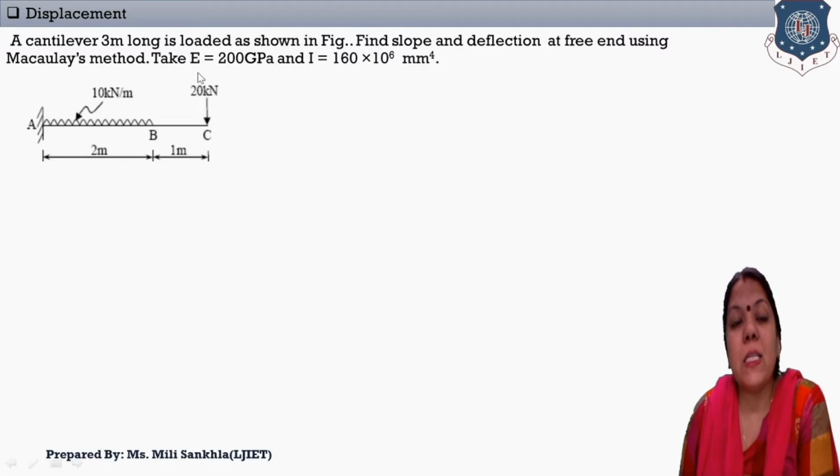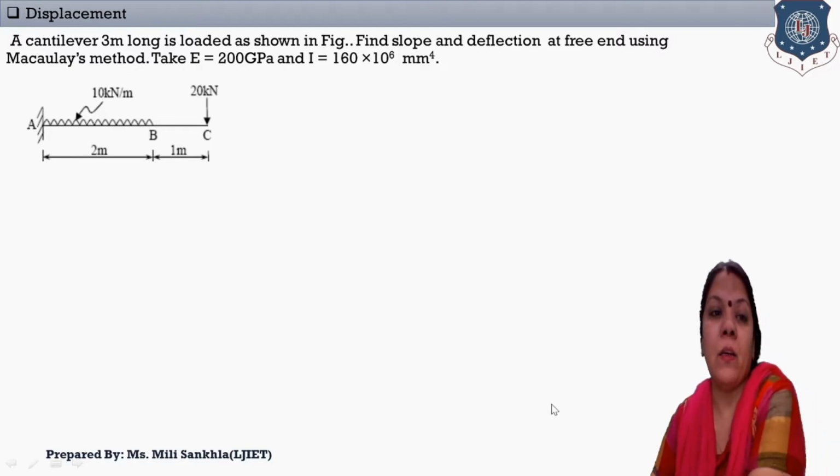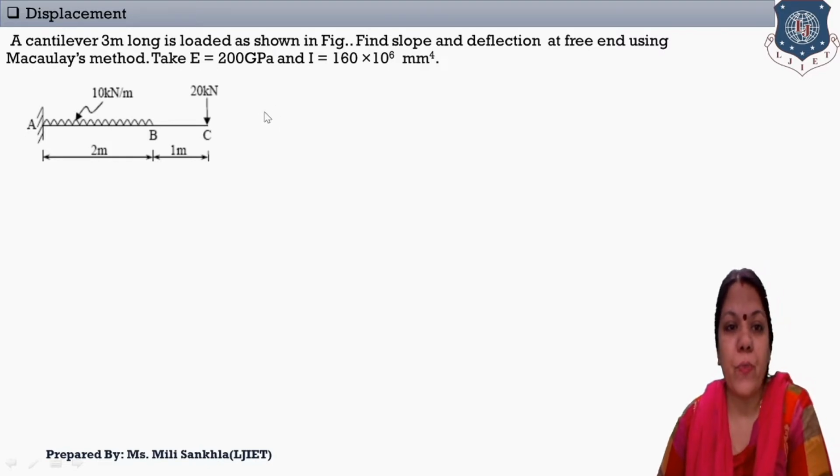Now here E is given as 200 gigapascal and I is equal to 160 into 10 raised to 6 mm raised to 4. This given beam is a cantilever, and a UDL of 10 kilonewton per meter is given for a 2 meter span, and a second load of 20 kilonewton is given at the free end.